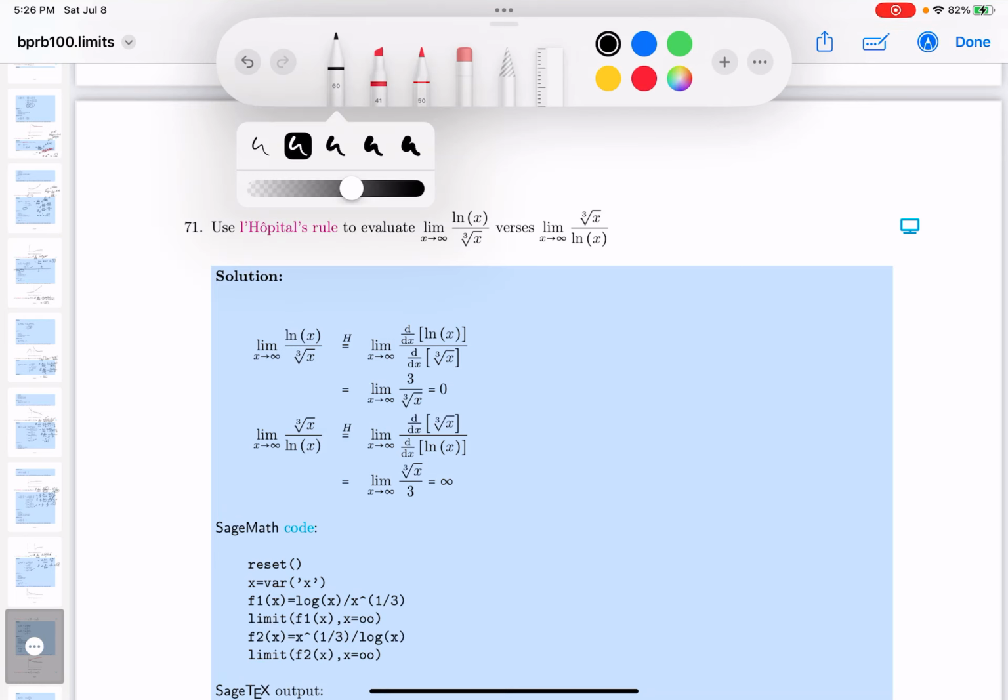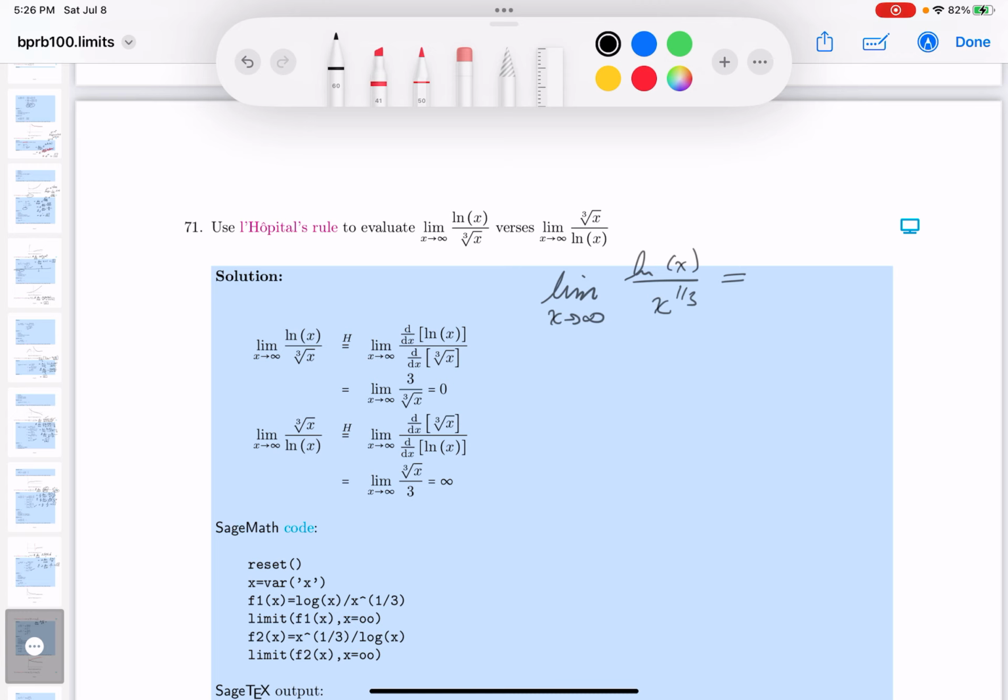Okay, there's two limits here, and they want me to use L'Hopital's rule. Let me write this down. So, limit as x goes towards infinity of the natural log of x, and the bottom I'm going to write down is x to the 1/3 power. All right? Now, both are going towards infinity, so I'm going to use L'Hopital's rule on that.